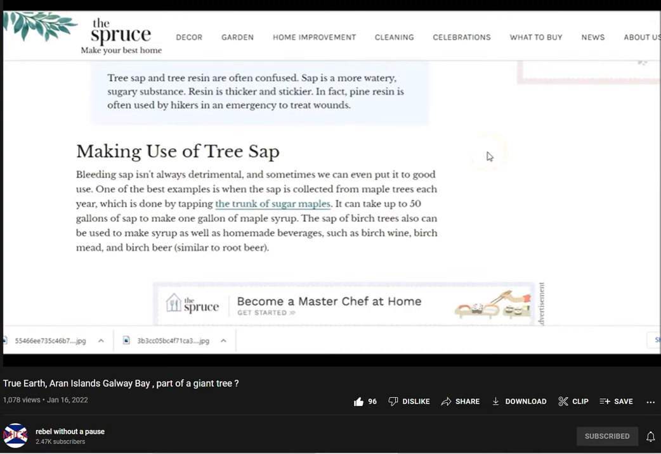Bleeding sap isn't always detrimental, and sometimes we can even put it to good use. One of the best examples is when the sap is collected from maple trees each year, which is done by tapping the trunk of the sugar maple. It can take up to 50 gallons of sap to make 1 gallon of maple syrup. Wow. The sap of birch trees also can be used to make syrup, as well as homemade beverages such as birch wine, birch mead and birch beer, similar to root beer.